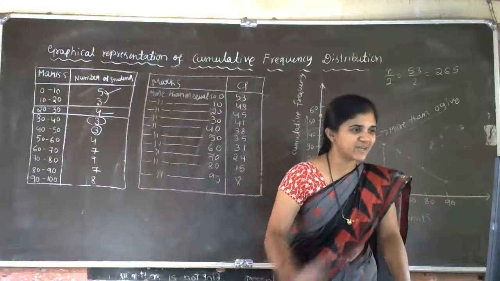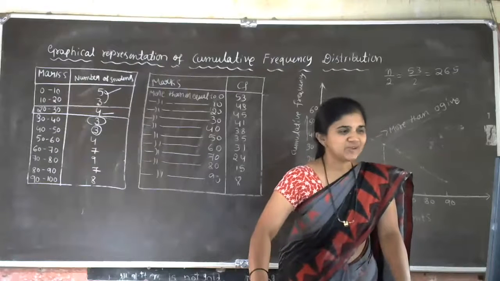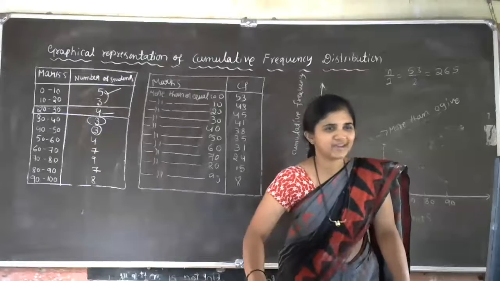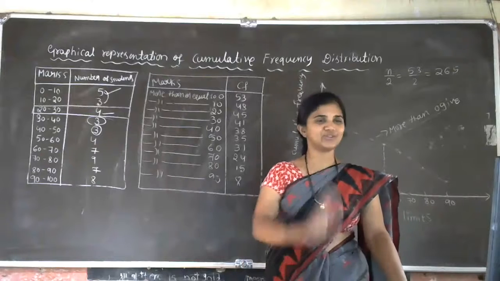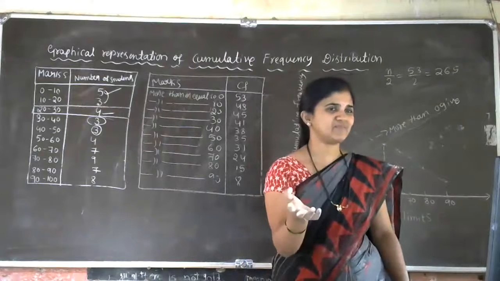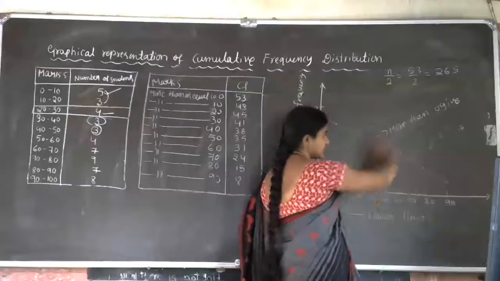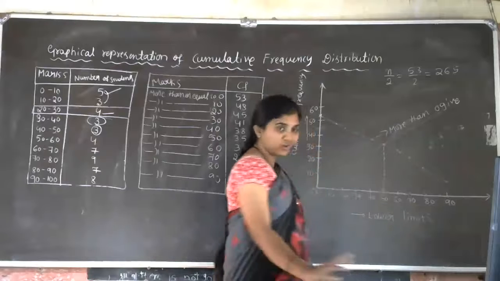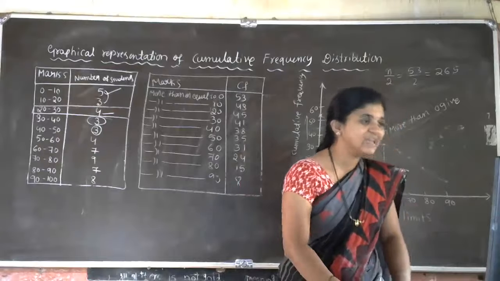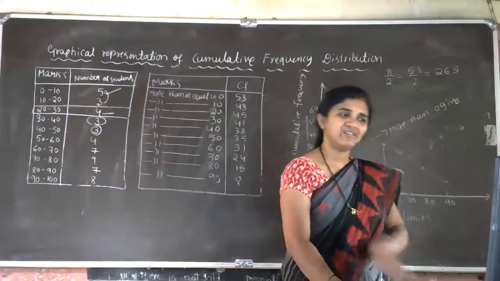You can check the question papers. In all the question papers, you will get an ogive question: draw less than type ogive or more than type ogive. Sometimes they may ask both ogives together: draw less than type and more than type on the same sheet, on the same Cartesian plane. We are not using graph paper, so we are not using the Cartesian plane and all. We are drawing this graphical representation in our answer sheet only.